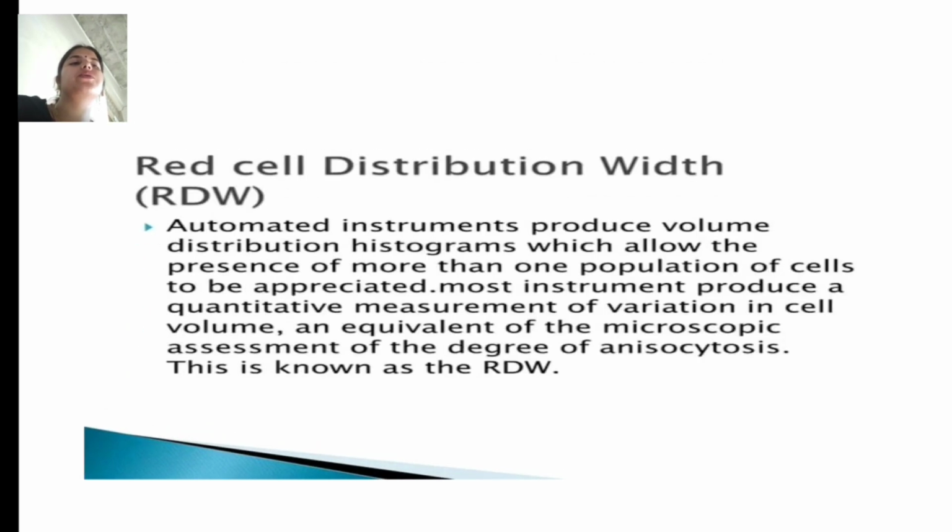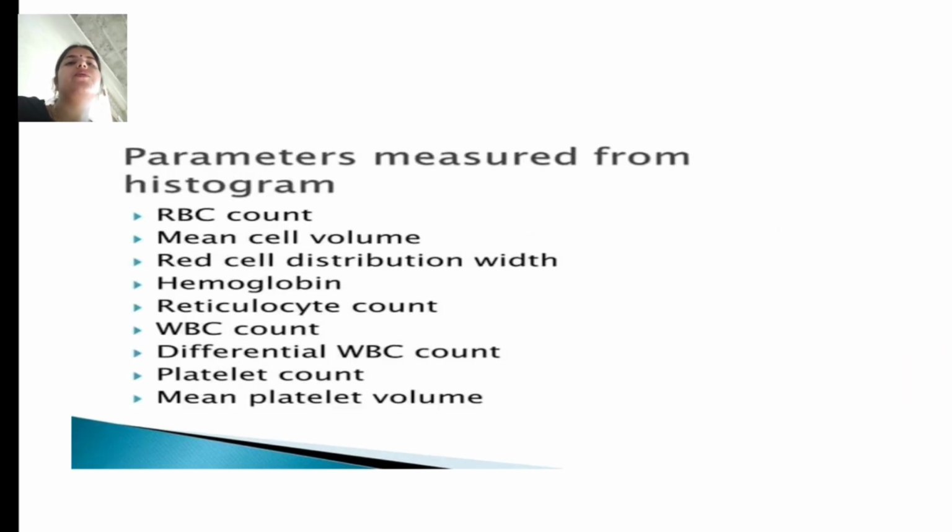Parameters measured from the histogram: RBC count, mean cell volume, red cell distribution width, hemoglobin, reticulocyte count, WBC count, differential WBC count, platelet count.